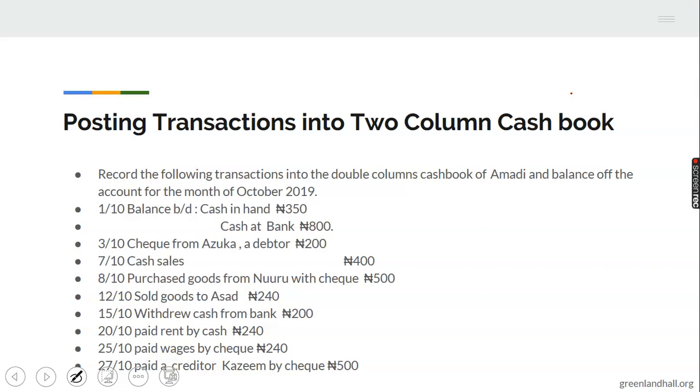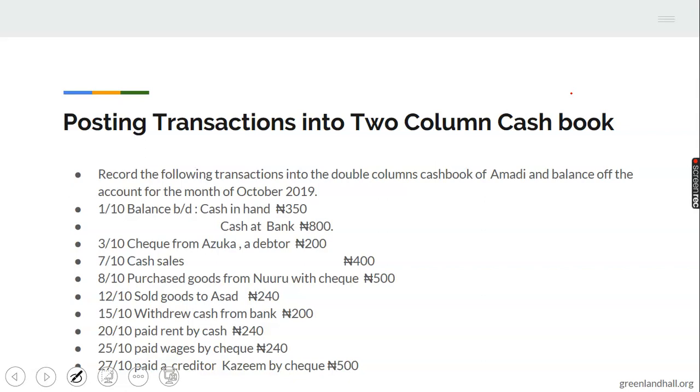On 1/10, that is 1st of October, balance brought down, cash in hand 350 naira, cash at bank 800 naira. Then 3/10, check from Mazuka, a debtor, 200 naira. 7/10, cash sales 400 naira. 8/10, purchased goods from Nuru with check 500 naira. Then 12/10, sold goods to Asad 240 naira.